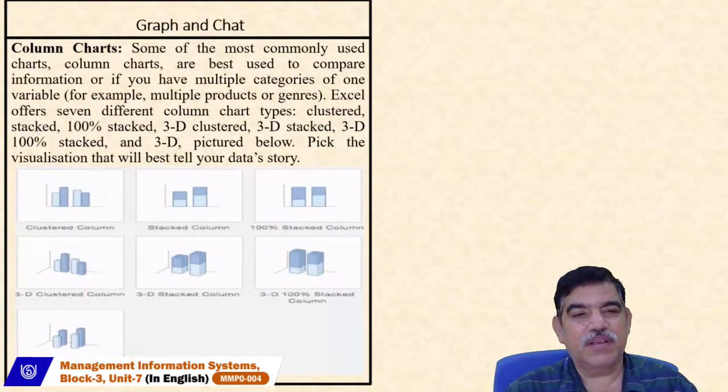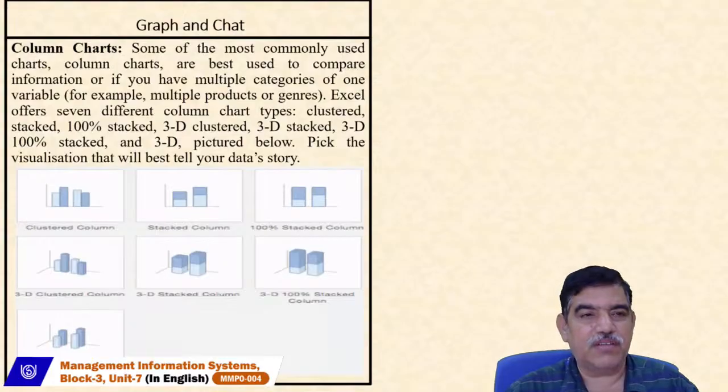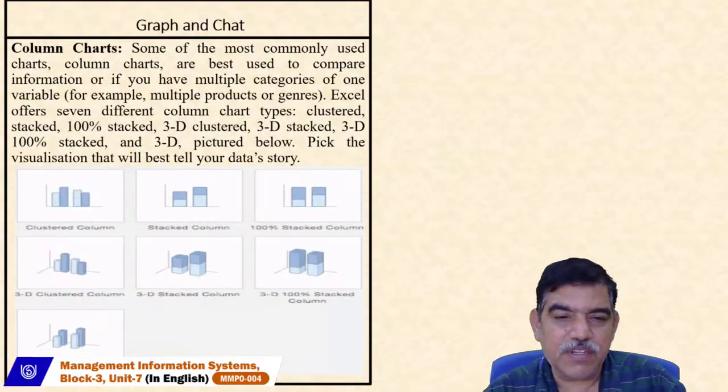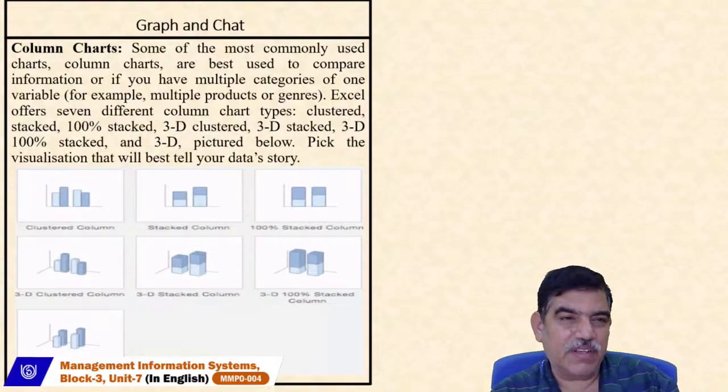Then column chart. Some of the most commonly used column charts are best used to compare information, or if you have multiple categories of one variable, for example, multiple products or genres. Excel offers 7 different column chart types: clustered, stacked, 100% stacked, 3D stacked, like that. And these are the visualizations of clustered column, stacked column, 100% stacked column, like that. So anyone can understand and conclude something by looking into the graph or chart.